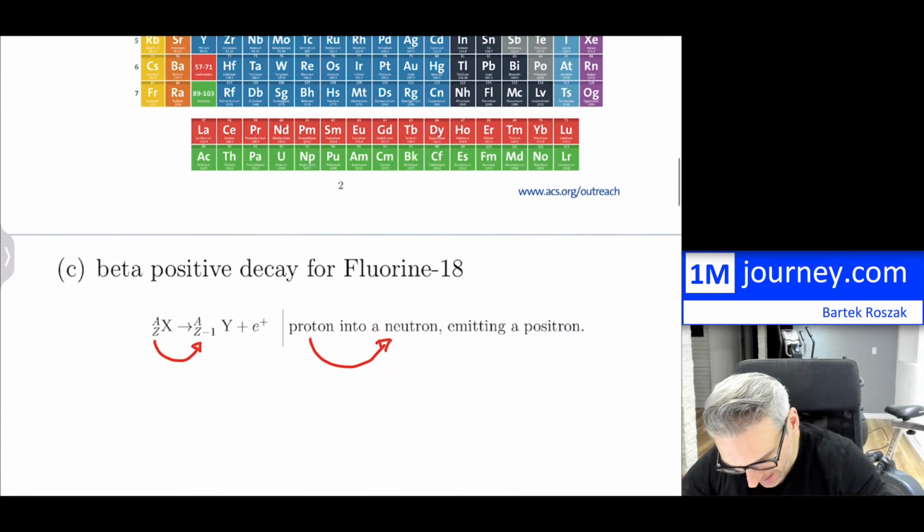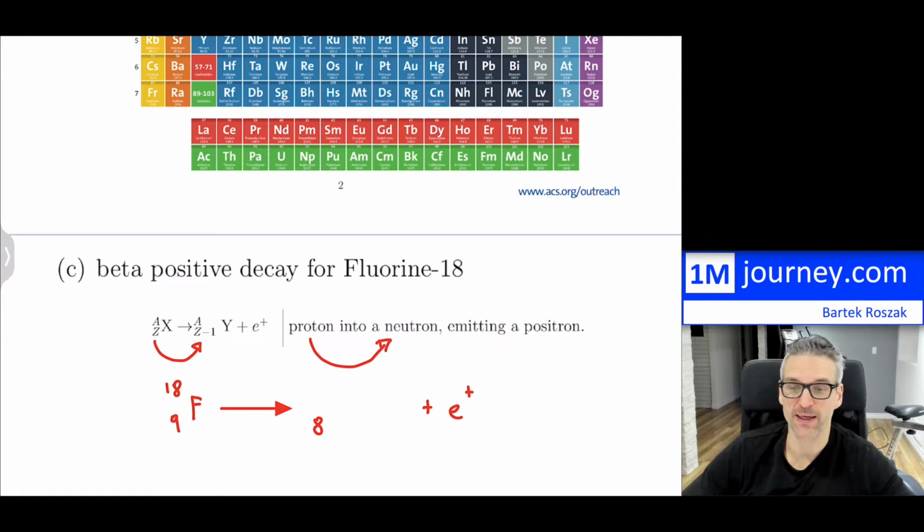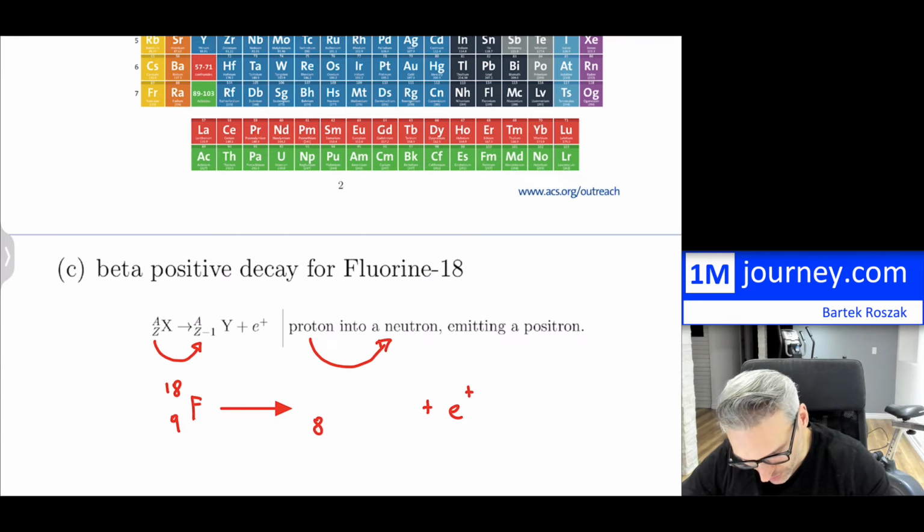So this is going to be 18. So F and 18, and this is 9. Now it's going to change back within here, so it gives off, this is why it's beta positive. That's the positron, which is given off right there. And now it's going to have a decrease in the number of protons, so its atomic number reduces, but the atomic mass stays the same.